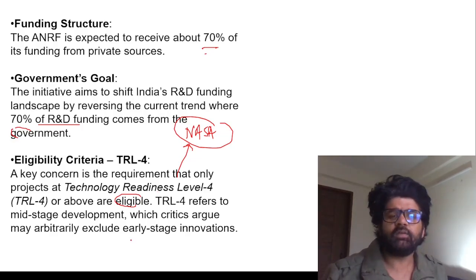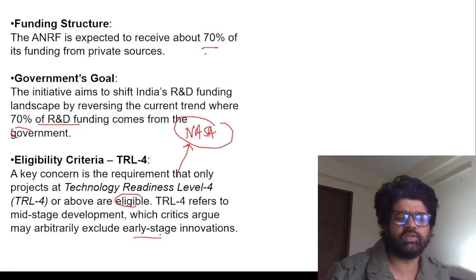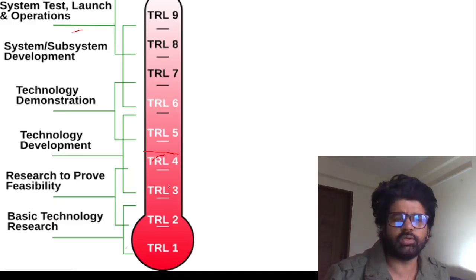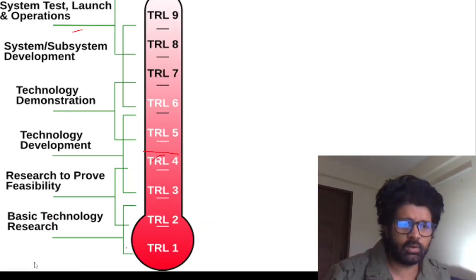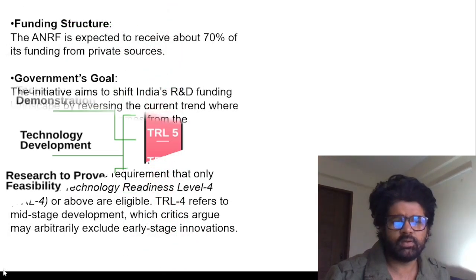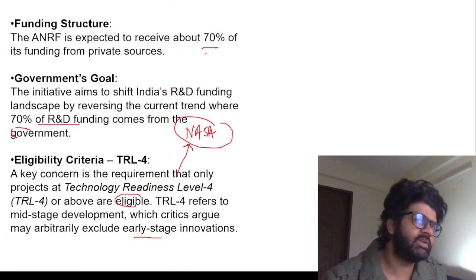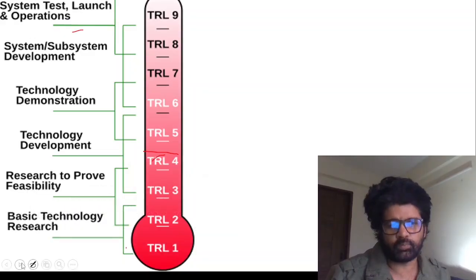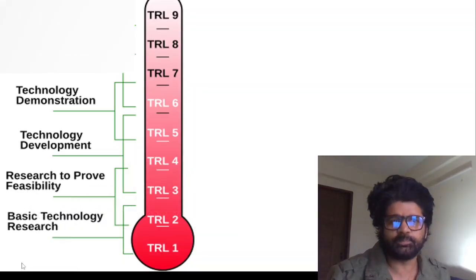So TRL 4 refers to mid-stage development, so you are excluding early stage innovation. Even give some money to people like me who are in the TRL 1 to 3 stage, where we are making pani puri and all. We're trying hard, man. It's like once you become a little bit successful, then people will invest in you. What is this, man? Invest in me at the earliest. So that is one issue: they will give you money from TRL 4 onwards.